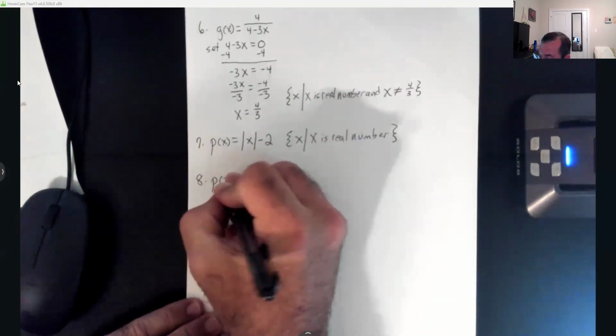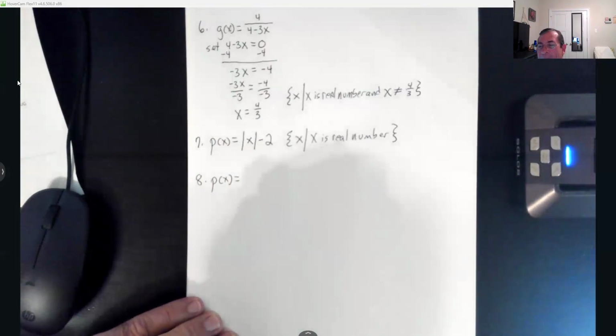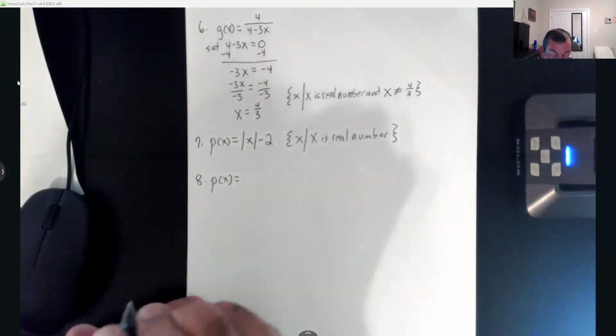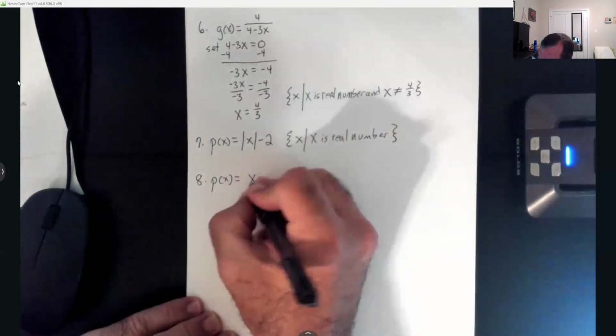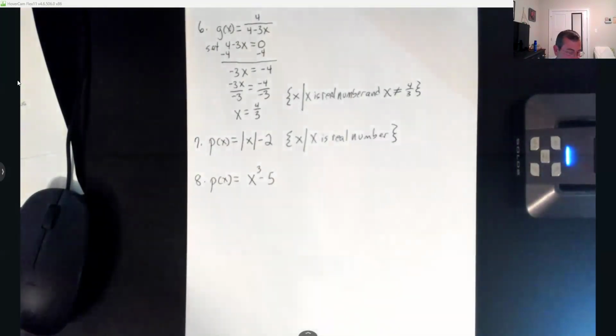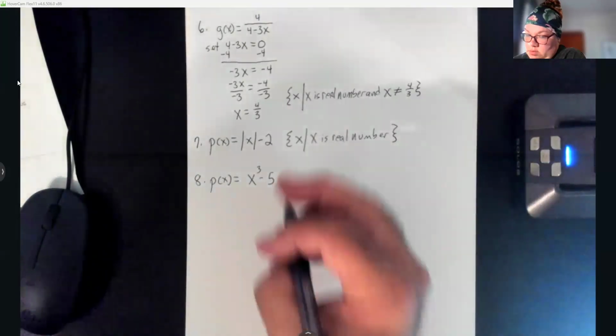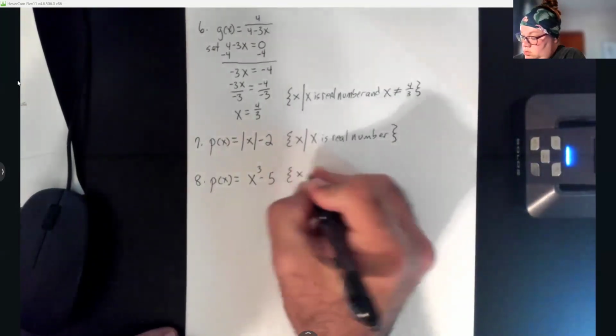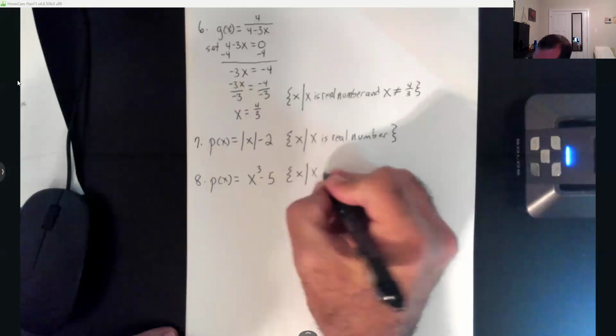Well, we think about that, and then I'm going to break out a cubic on you then. How about an x cubed minus 5? Still all real numbers. All real numbers. X such that x is a real number.